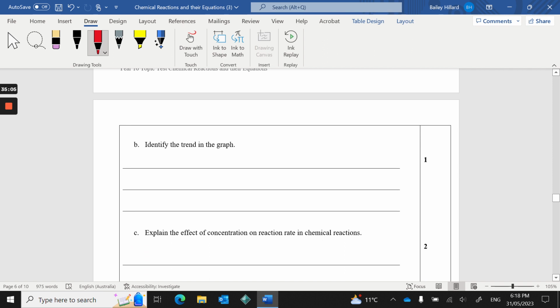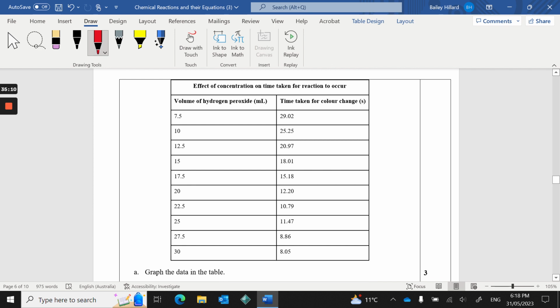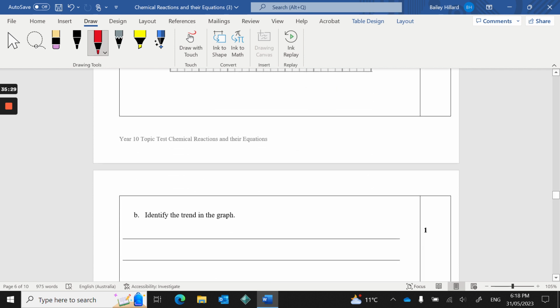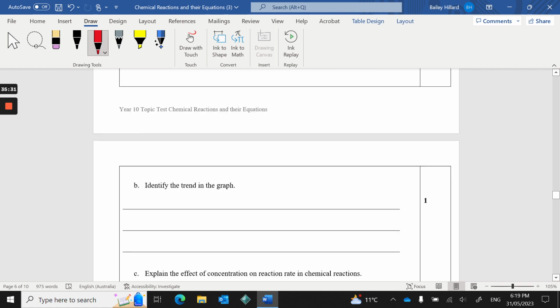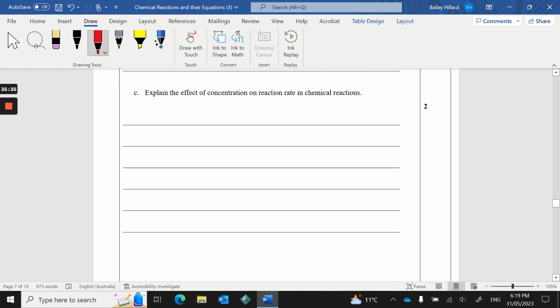So the trend in the graph, we can kind of just identify it here. As we increase the volume of hydrogen peroxide, it shortens the time of the reaction, so the rate of reaction increases. So 30 mL takes 8.5 seconds, whereas 7.5 mL takes 29 seconds. So that's the trend. Again, just look for the separate file about that part. Now, explain the effect of concentration. This part we can do here and now.